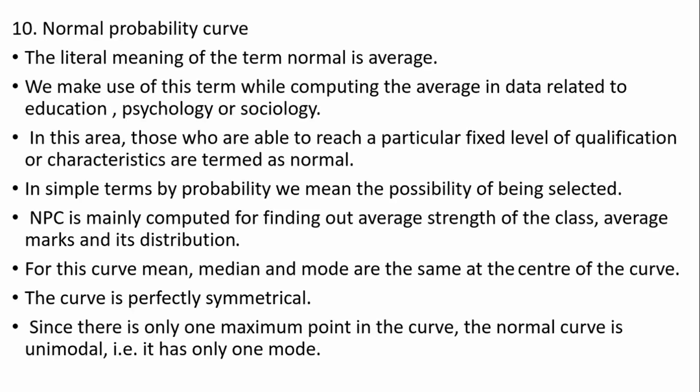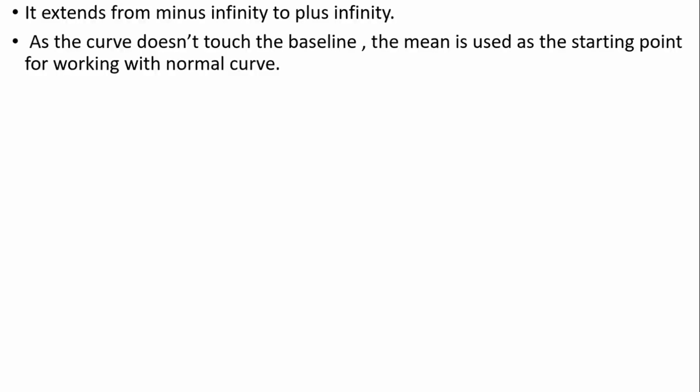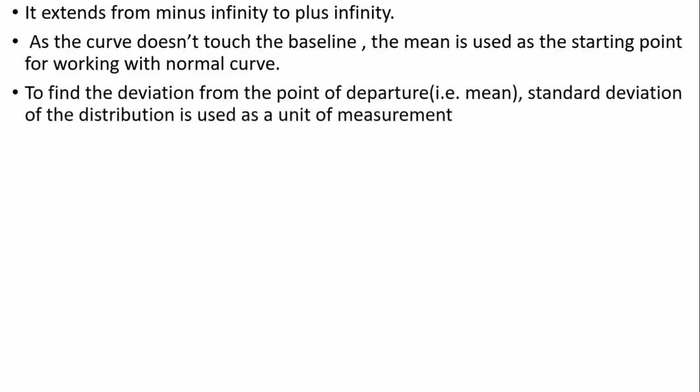Since there is only one maximum point in the curve, the normal curve is unimodal, that is, it has only one mode. It extends from minus infinity to plus infinity. As the curve does not touch the baseline, the mean is used as the starting point of working with the normal curve. To find the deviation from the point from which it departs, that is the mean, a deviation of the distribution is used as a measure of measurement.